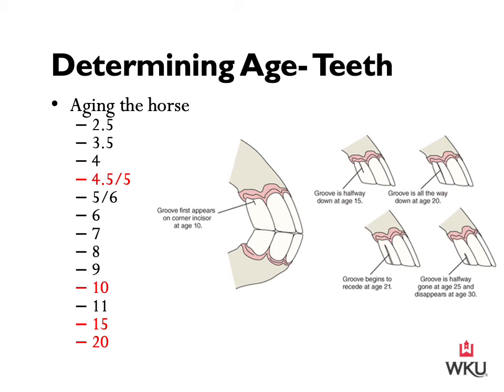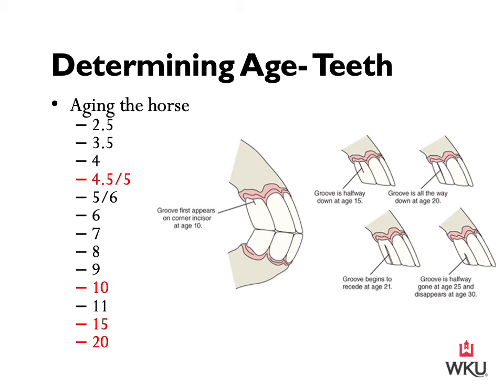At 8 years of age, the hook will have disappeared and the tables will begin to take on a triangular shape. From this point on, aging the horse becomes very difficult to do by looking at their teeth alone. So from a foal to a horse that is 8 years old, they are going to be easily identifiable to break into specific years. However, moving upward into 9 and beyond, a range can be predicted, but pinpointing an exact age is going to be difficult.